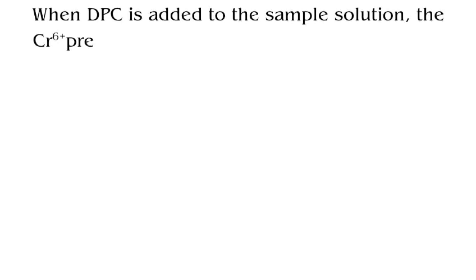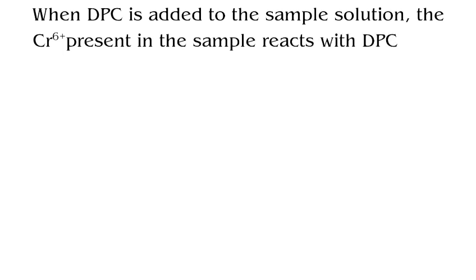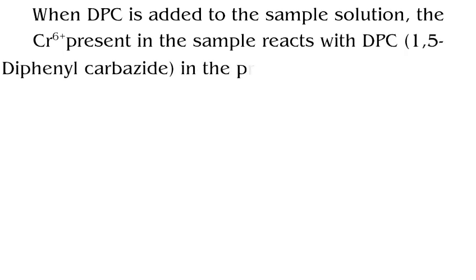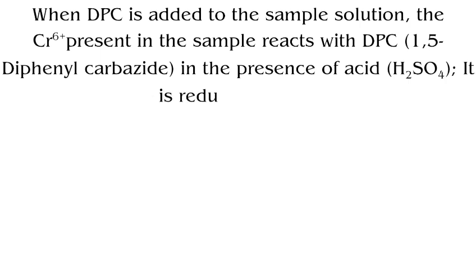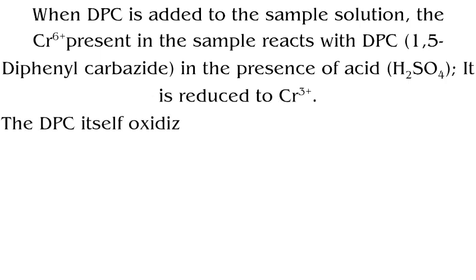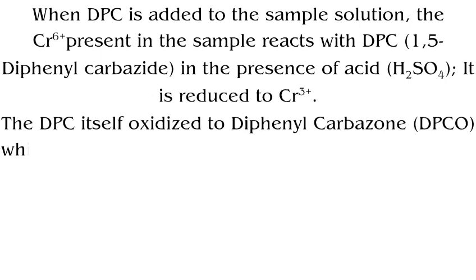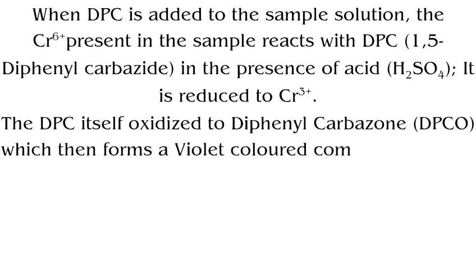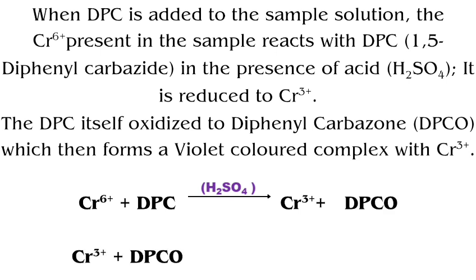When DPC is added to the sample solution, the chromium 6+ ion present in the sample reacts with DPC, 1,5-diphenyl carbazide, in the presence of acid like sulfuric acid. It is reduced to chromium 3+ ion. The DPC itself is oxidized to diphenyl carbazone, which then forms a violet-colored complex with chromium 3+ ion.